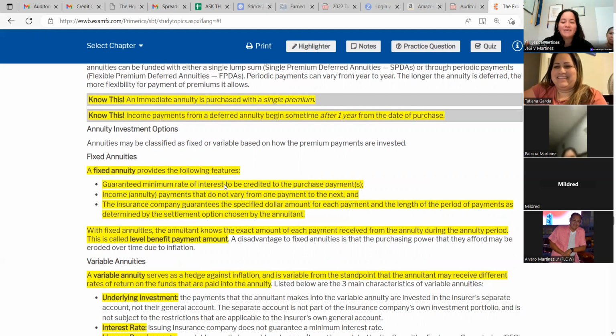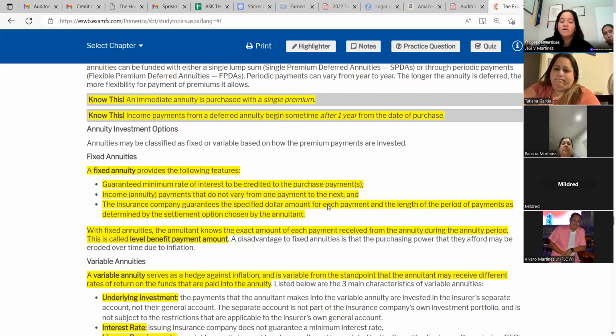So guarantee minimum rate of interest to be credited to the purchase payments, income payments that do not vary from one payment to the next. Just think fixed annuity, it's fixed, it does not change. So it's a guaranteed minimum rate. The insurance company guarantees the specified dollar amount of each payment and the length of the period of payments as determined by the settlement option chosen by the annuitant.